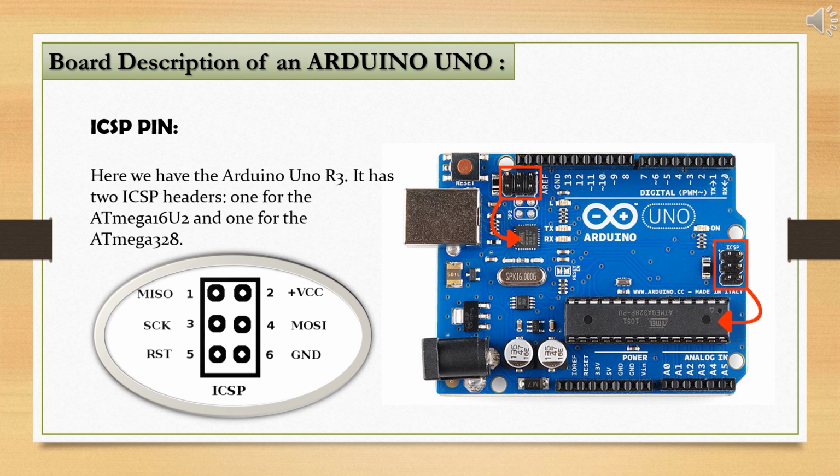Then what is this ICSP? ICSP stands for In-Circuit Serial Programming. It is a standard way to program AVR chips. You may be asking what is AVR? AVR is a standard used to classify Atmel microcontrollers. Atmel is a company that manufactures microcontrollers. Now you have come to know about these AVR chips.